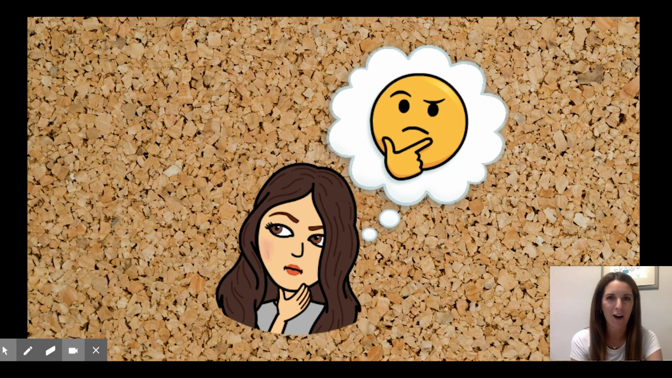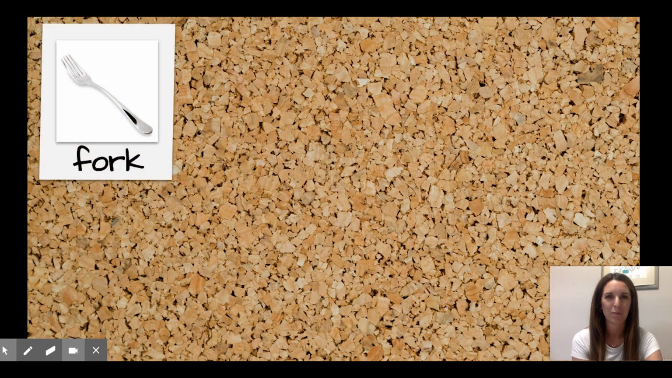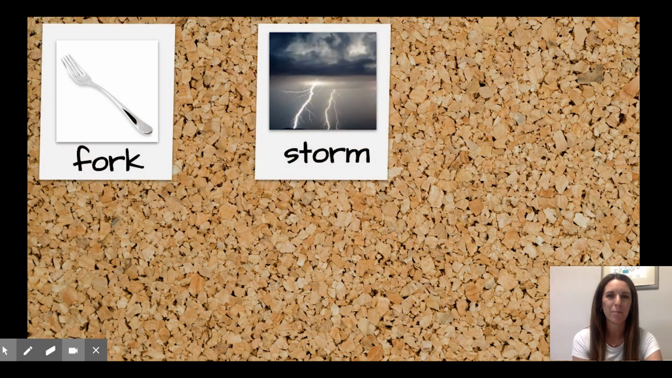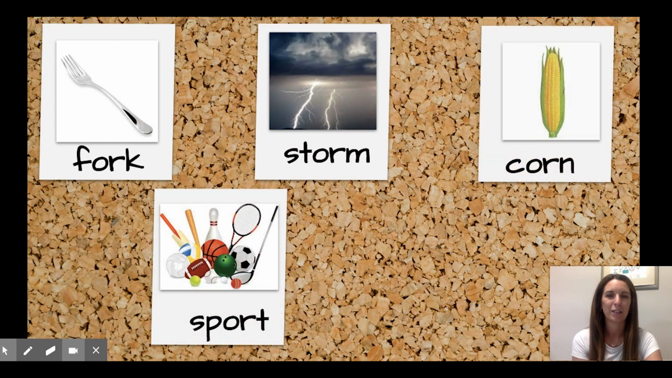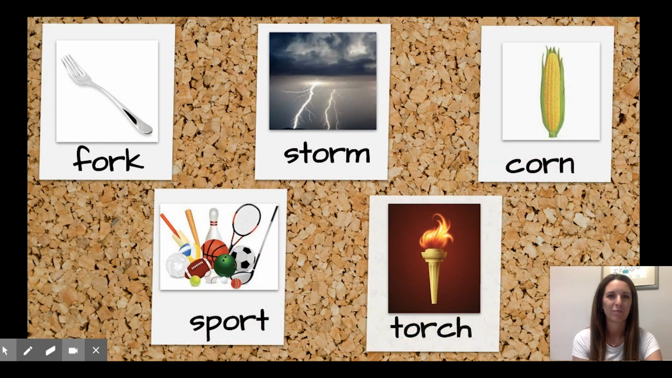Here are some that I thought of. Fork, storm, corn, sport, and torch. Now that we've practiced reading words with the OR pattern to make the sound or, let's write some.